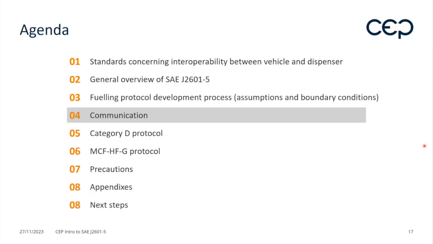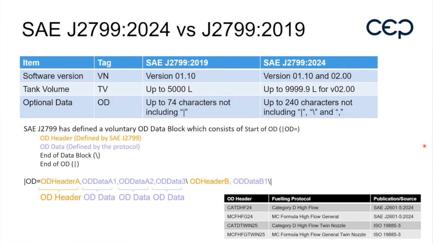Now let's move to communication. In J2601-5, this is only the infrared communication from SAE J2701-5, which was already published in 2019, and we will now have, in a few weeks from now, the 2024 version. And what are the differences?